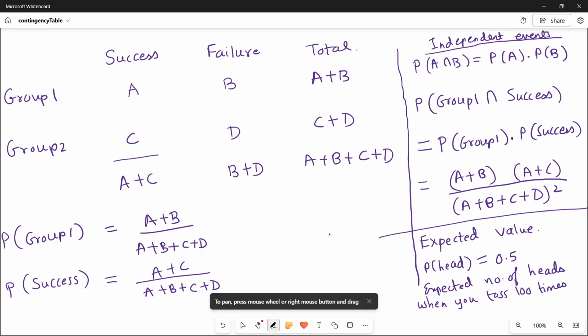What you do is multiply n, the number of times you repeat the event, by p, the probability of a particular outcome in a single repetition of the event. So n into p. In this case, it is 0.5 into 100. That is, you expect to get 50 heads.